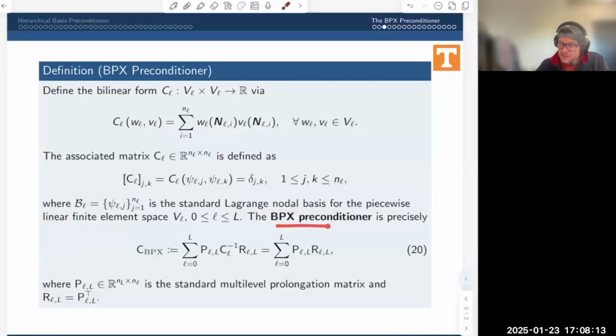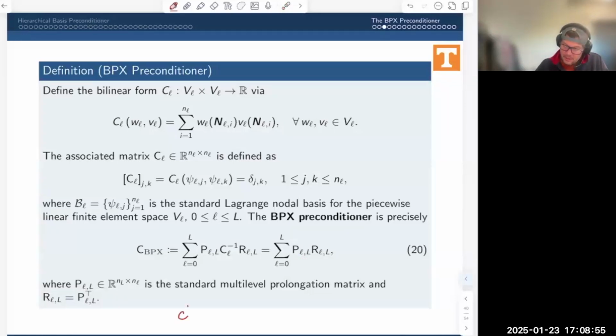So the BPX preconditioner is precisely equal to the sum from l equals 0 to capital L of P_l^L, little l, capital L, C_l inverse, that's the matrix that I just defined here. Of course, that is equal to the identity, so the inverse of the identity is just the identity, times R_l^L. Okay, so that's the identity, nothing there. What are P_l^L and R_l^L? Those are the multi-level prolongation and restriction matrices that we introduced in chapter 8.